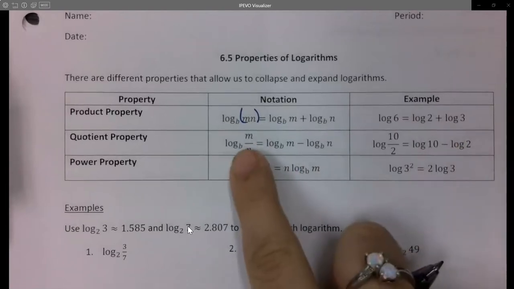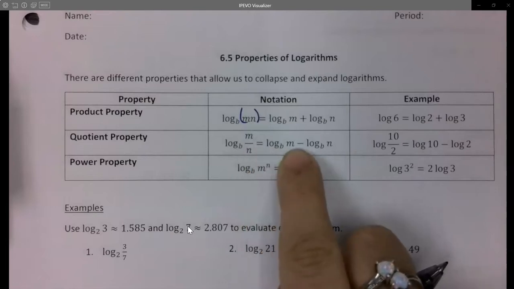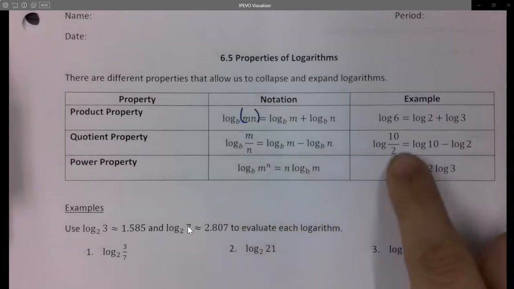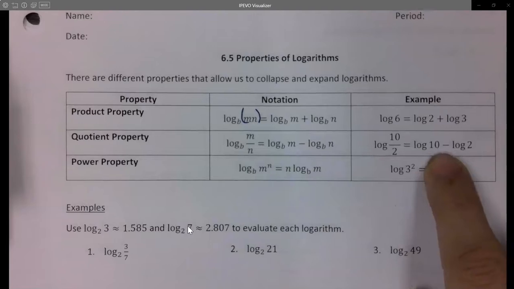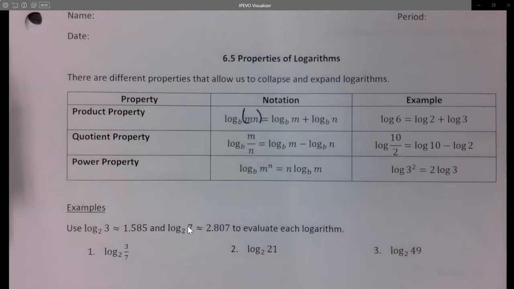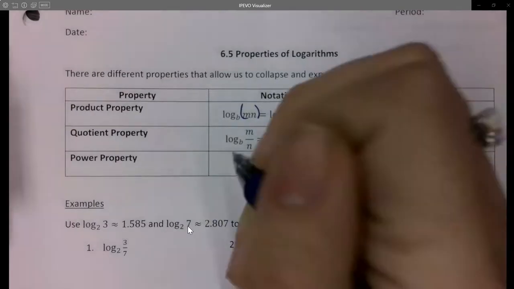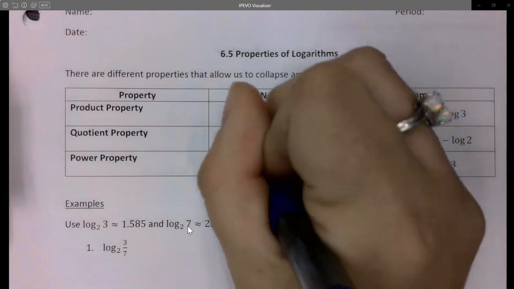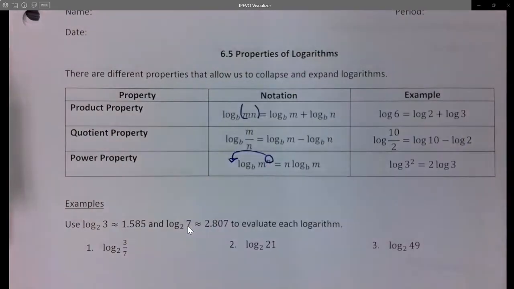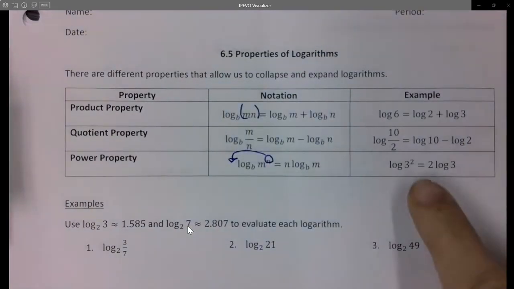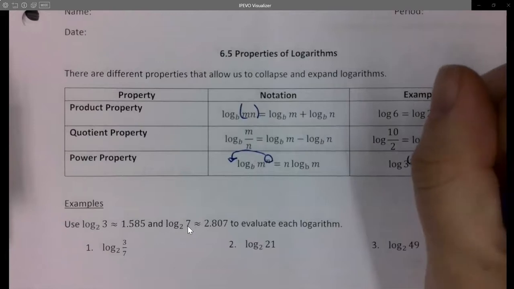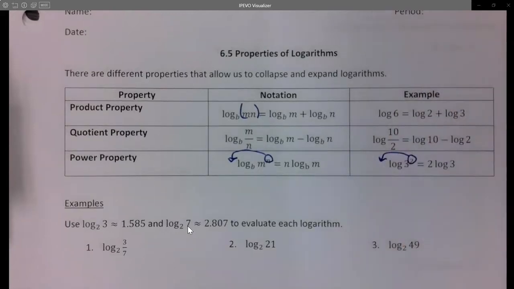The quotient property, I treat the division sign like a giant minus. And so if I had, for example, 10 divided by 2, I could split it up to log 10 minus log 2. The power property says I can take my exponents and put them out in front of the word log. So over here, I had this exponent of 2, and it went out in front of the word log.